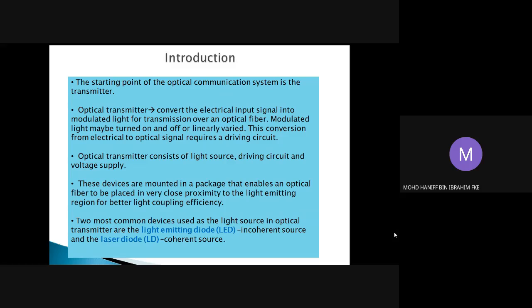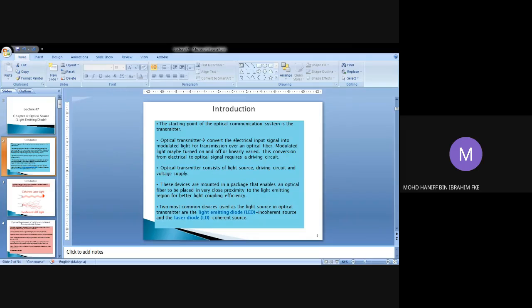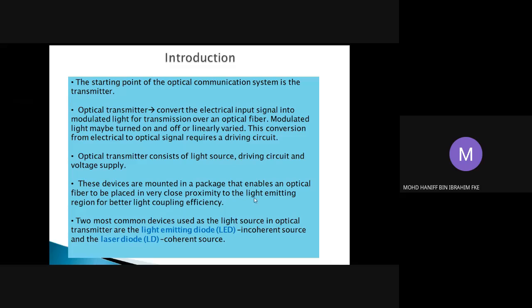In general, the transmitter consists of these components. We have a light source, which should be the main component. And then we have a driving circuit and also the voltage supply, because a light source will need a voltage supply to function. So basically, these will be the main components in your optical transmitter box. And these three devices, the light source, the driving circuit, and the voltage supply, are said to be mounted in a package.